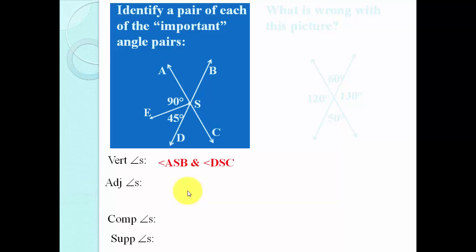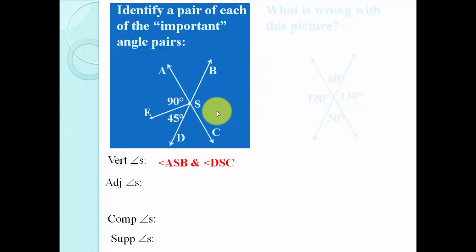The two vertical angles shown in the picture are angles ASB and angle DSC. Remember that you need to name an angle either by the number that's given, which none of these have, or by the vertex. We could not just call these angle S and angle S because you wouldn't know which angle I was talking about. So we have to name the angles by the three letters: a side, a vertex, and another side.